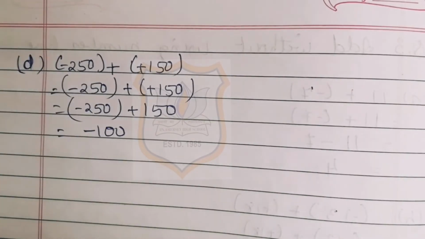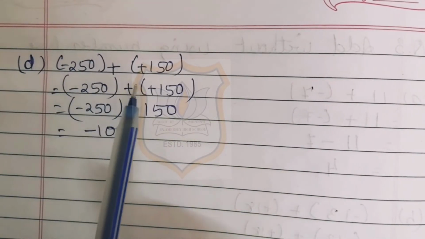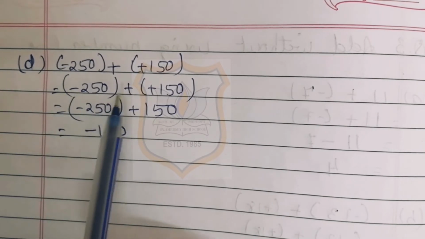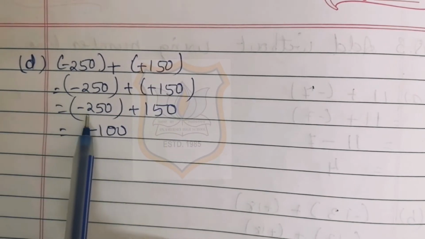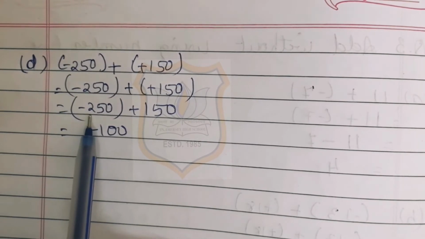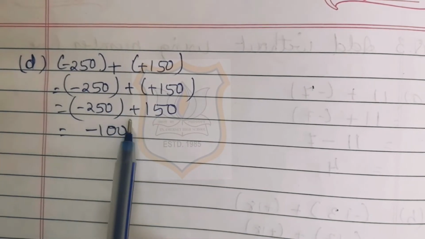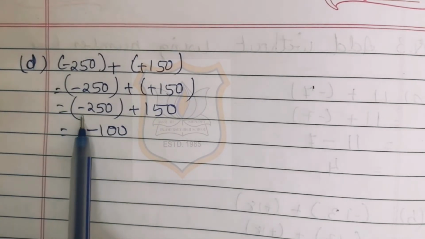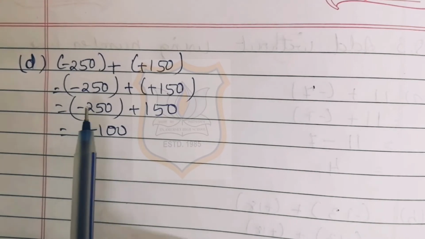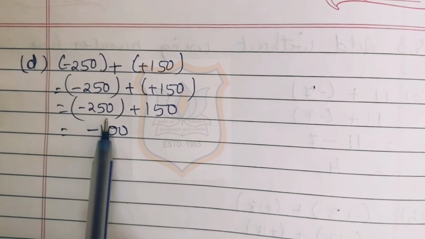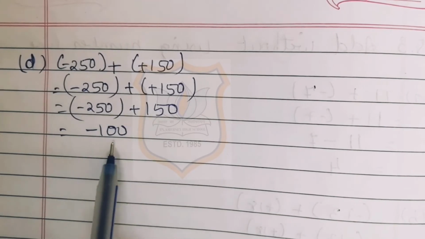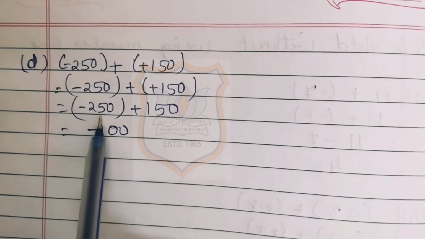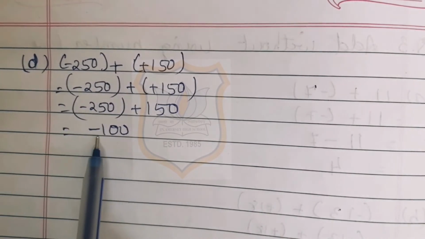Now D part of question number 3, minus 250 plus 150. Here first we will note down the question again, minus 250 plus 150. Now 250 we will carry forward as it is, minus 250, plus is plus, then 150 we will write here. Now here plus sign is given and here minus sign is given, plus minus is minus, so we will subtract 150 from 250. By subtracting 250 and 150 we will get 100, and here the answer will carry the sign of the greater digit. Here the greater digit is minus 250, so the answer is minus 100.